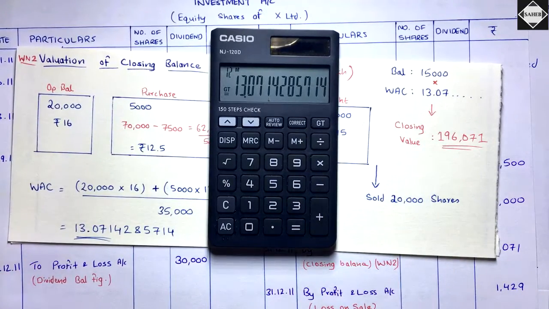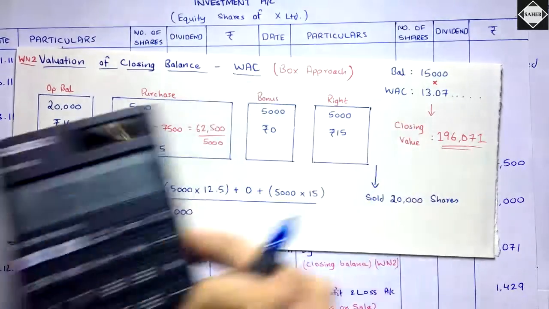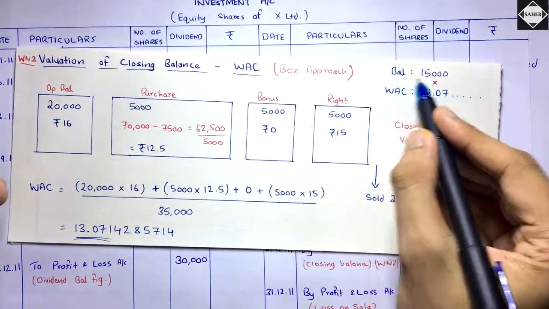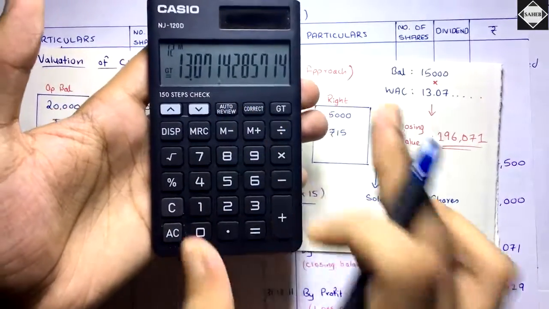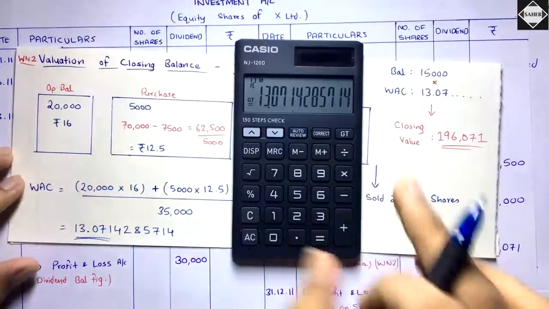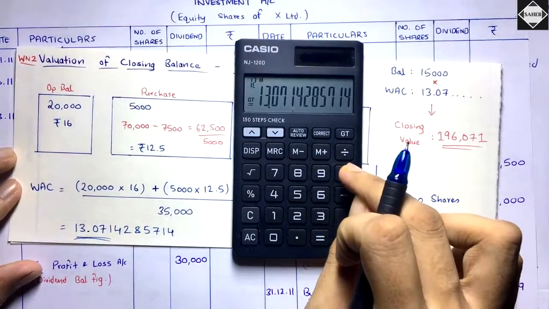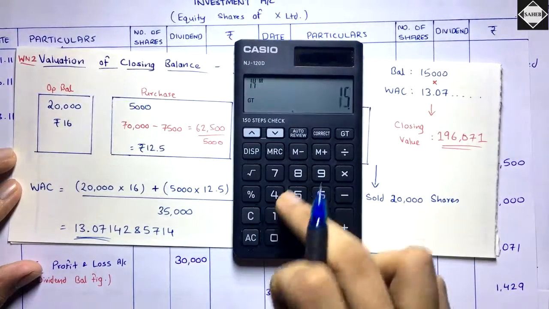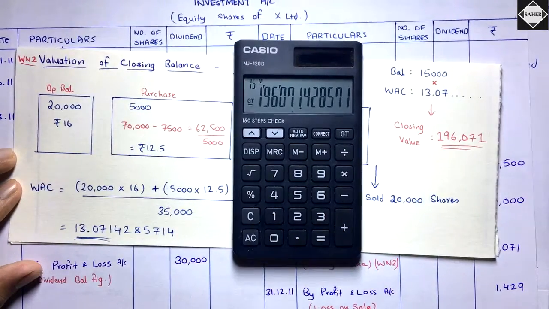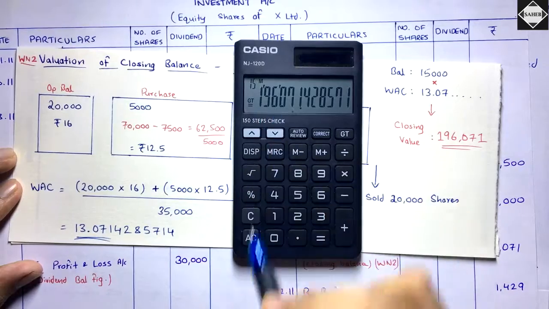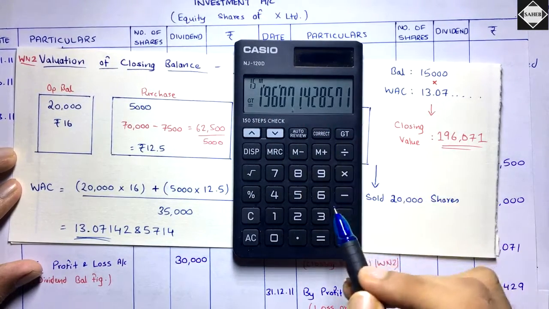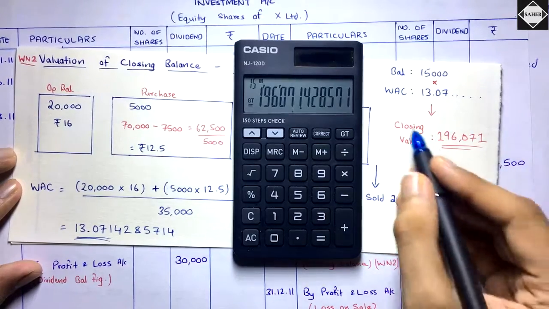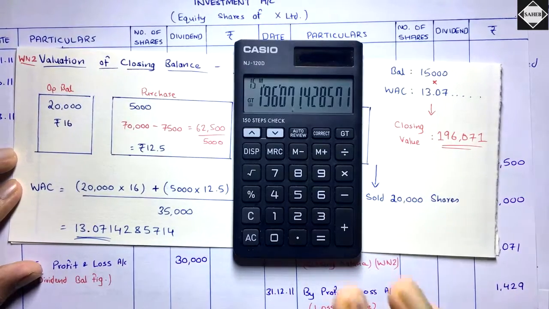Now you are already done with all this, right? And you have the balance here also. You just got the WACC, but now don't write it down like that. Immediately you have to multiply it by the balance, 15,000. So what's the price now? 1,96,071 rupees, and 0.4 something. So that's your closing balance value. Is that clear? That's how you have to do it.